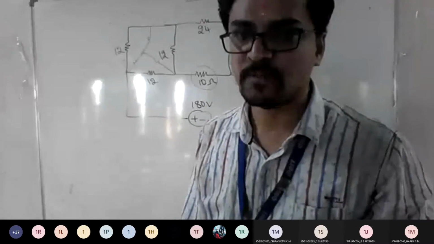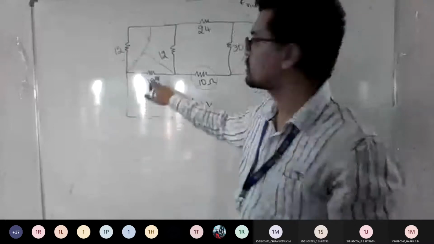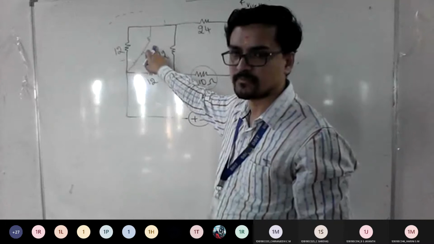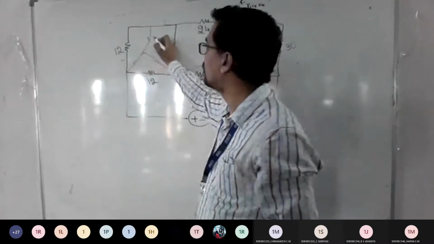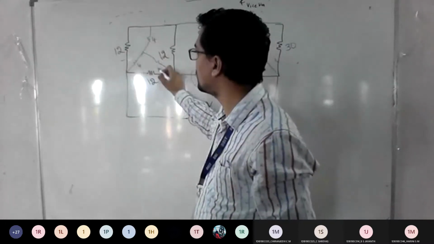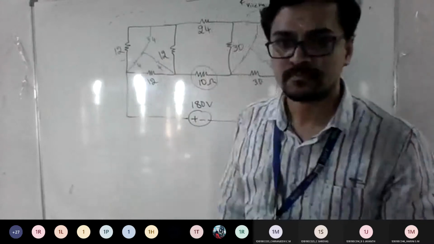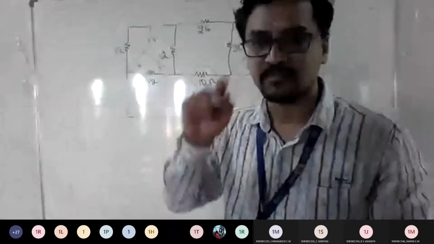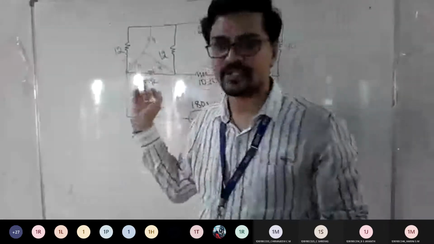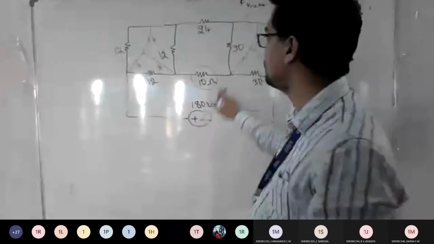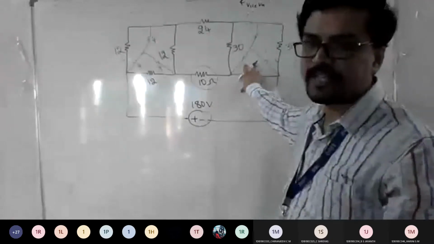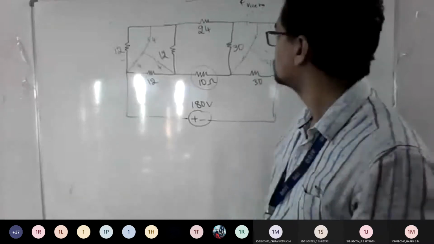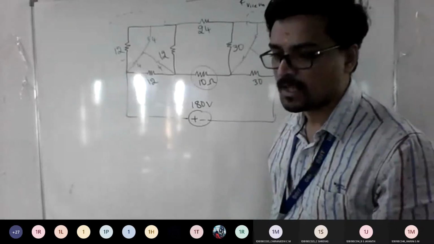Yes, sir. What is the value? What is the value of this conversion of delta to star? Sir, RA is equal to 4 ohms, sir. 4. So I can replicate 4 for RB and RC also. If you are able to find one, I can replicate the same thing because the resistors have the same value. Unless the values change, you can stick to the procedure. Okay. Similarly, this side, 30 into 30 divided by the sum of all. How much?